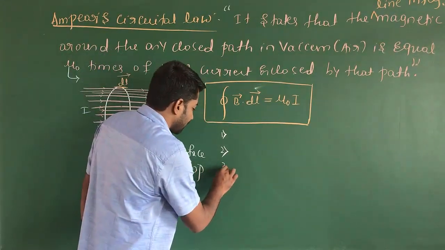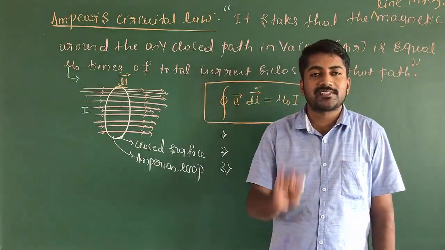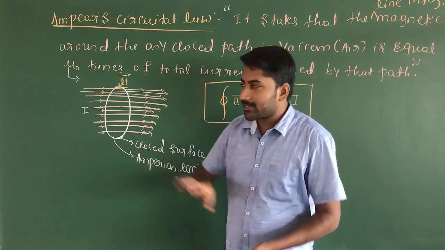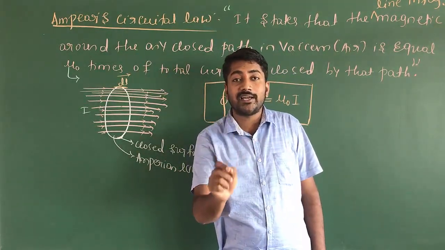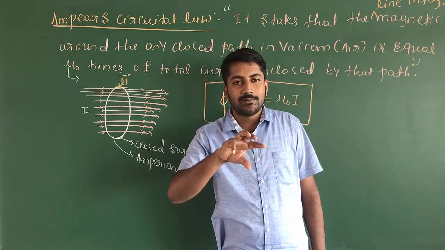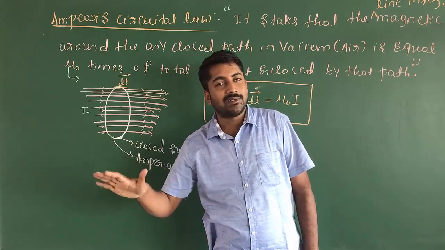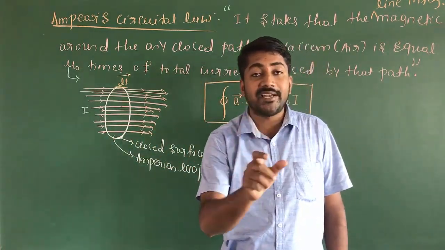And the third point, it is applicable only for a steady current. Ampere circuital law is applicable only for a steady current with respect to time. Suppose the current fluctuates with respect to time, it cannot be applicable. It is applicable only for a steady current.